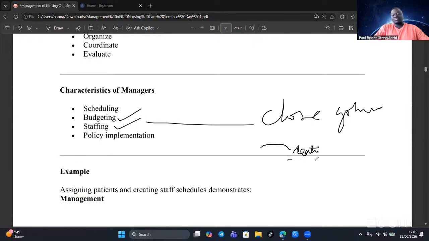Sometimes we go to work, and it is when we go to work that we realize there was a mistake on the roster or the schedule. Instead of 5 nurses every day, it was only 3 nurses, and nobody saw it. Whom should we blame? The manager.